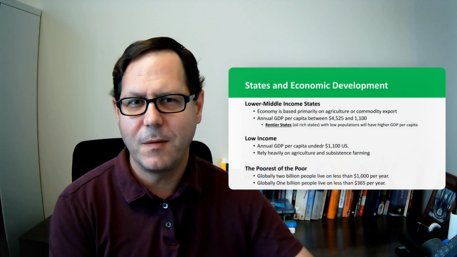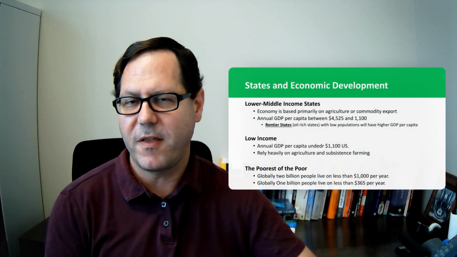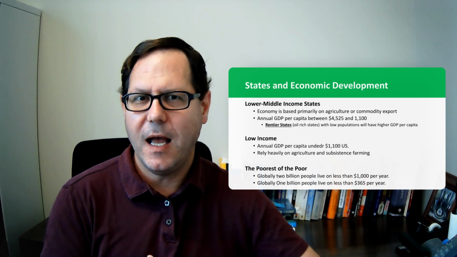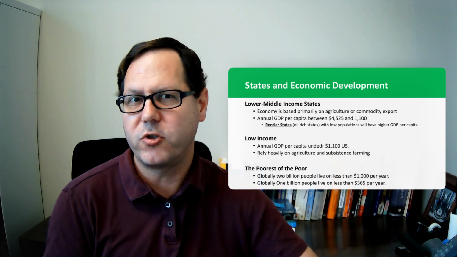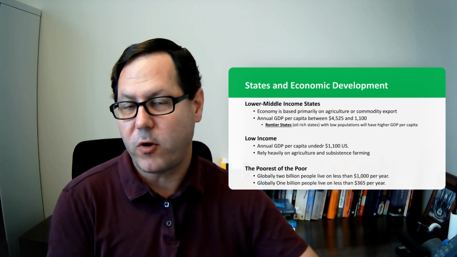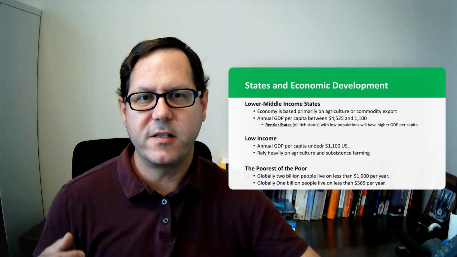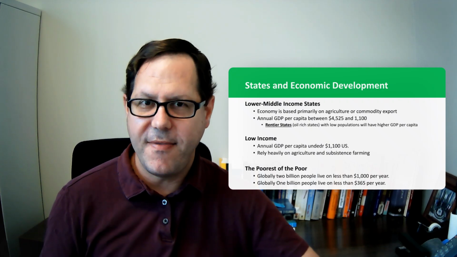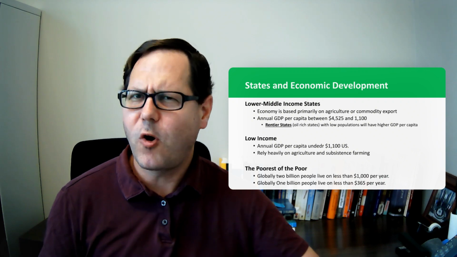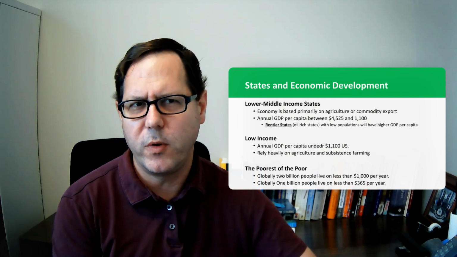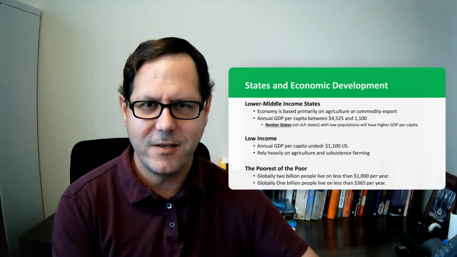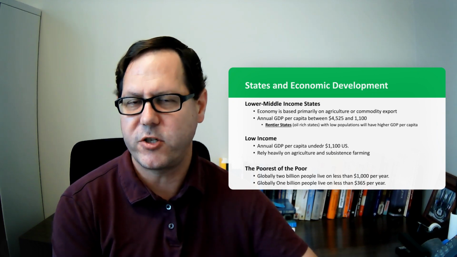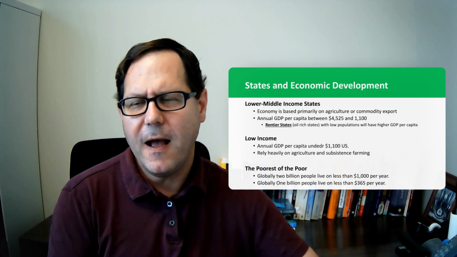Lower middle income states are in the range of 1,000 to 4,000. Their economies tend to be primarily built around agriculture and commodity export. So they're growing things, they're pulling things out of the ground, and they're pushing them out into international markets. And that corresponds more or less with what we would talk about in the old typology as third world countries that haven't yet gone through a process of industrialization that's raised standards of living.